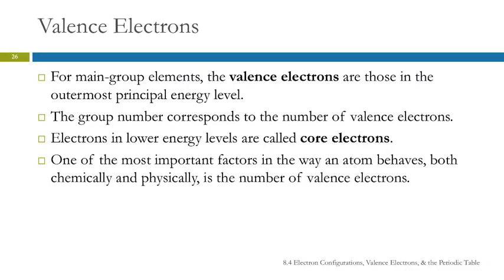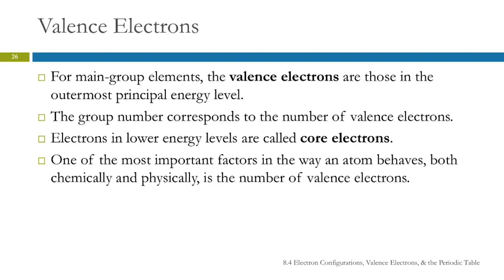So valence electrons are very important in chemistry. So we need to understand what valence electrons are. For the main group elements, the valence electrons are those in the outermost principal energy level. Conveniently, that corresponds to the group number.